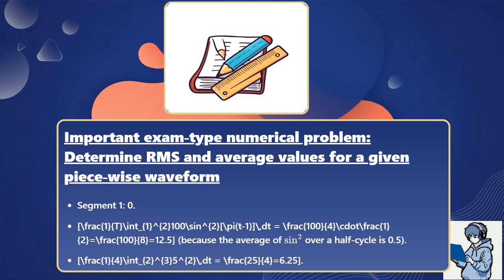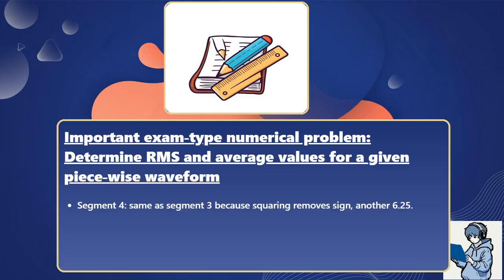Segment 3: 1/4 times the integral from 2 to 3 of 5 squared dt equals 25 over 4 equals 6.25. Segment 4 is the same as segment 3 because squaring removes the sign, another 6.25. Total mean square equals 12.5 plus 6.25 plus 6.25 equals 25. RMS equals the square root of 25 equals 5 volts.